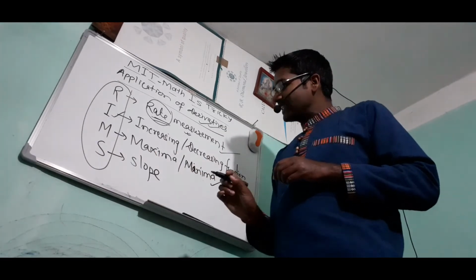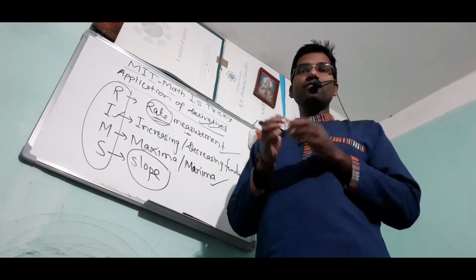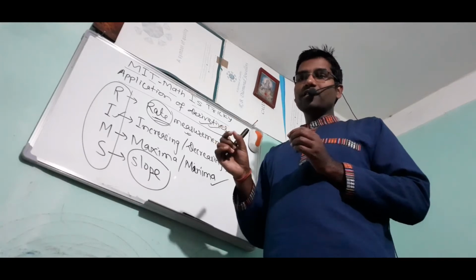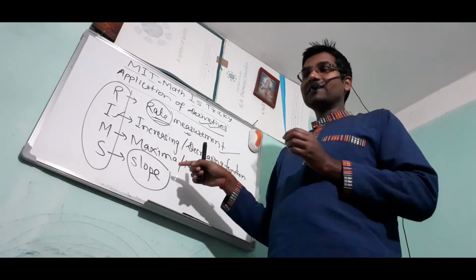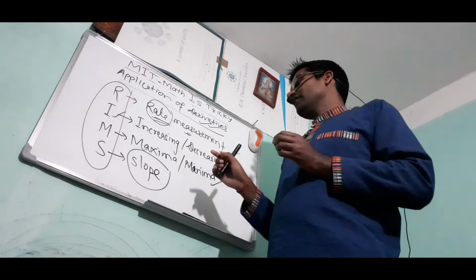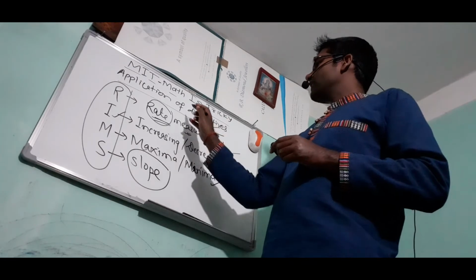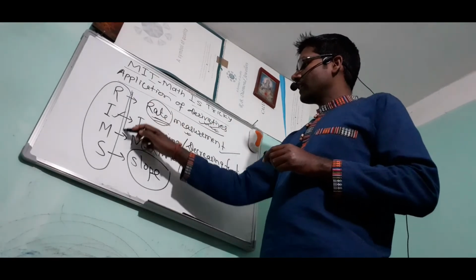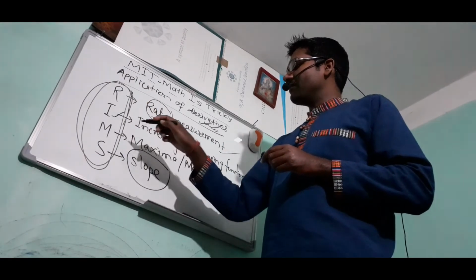The last one, S, stands for slope. Derivative gives the slope of the tangent to a curve at a point. Not only does it give the slope of straight lines, it gives the tangent to any type of curve at a given point. So in an easy way we can remember the applications of derivative if we remember this word, RIMS.